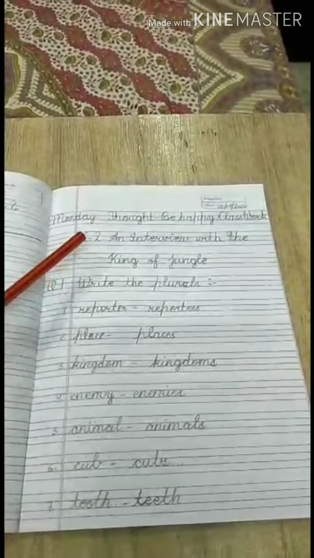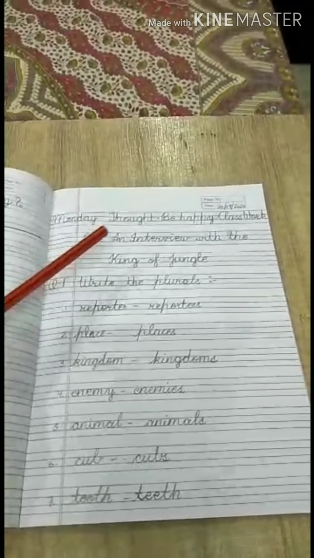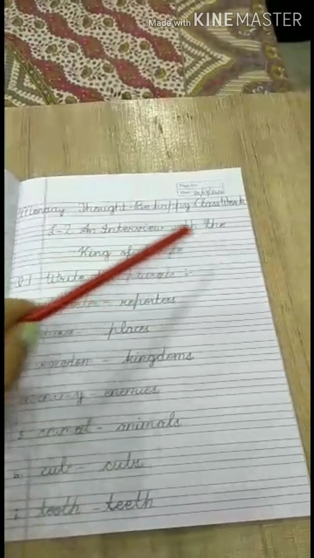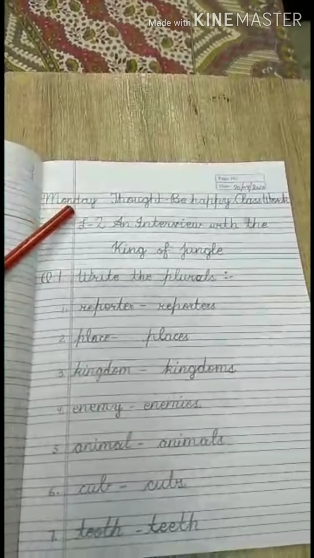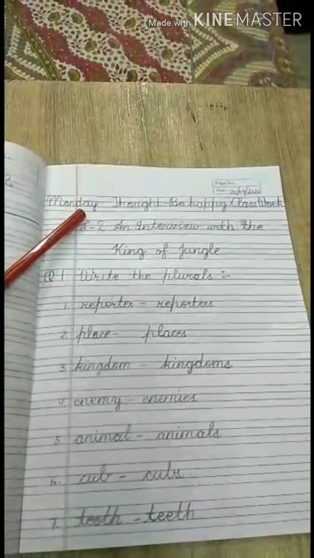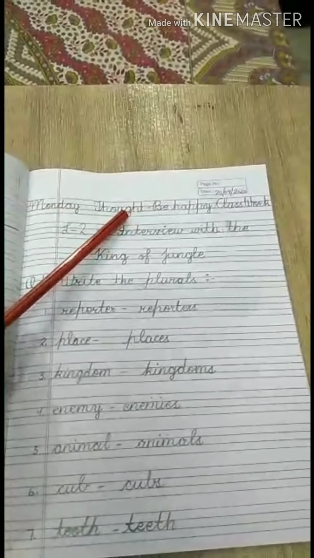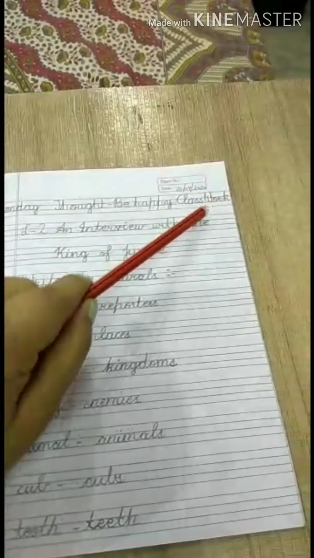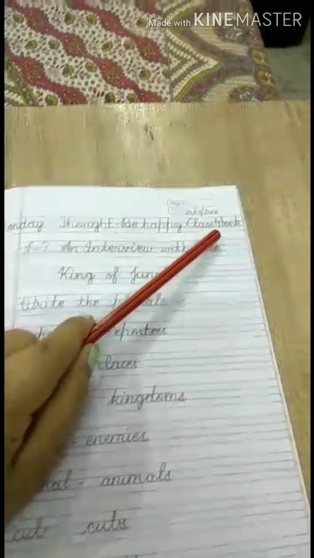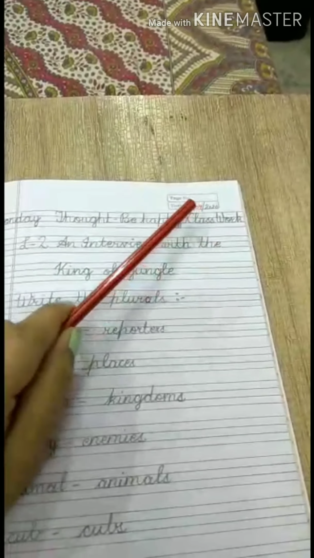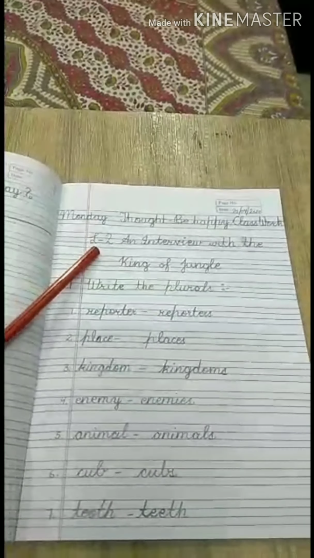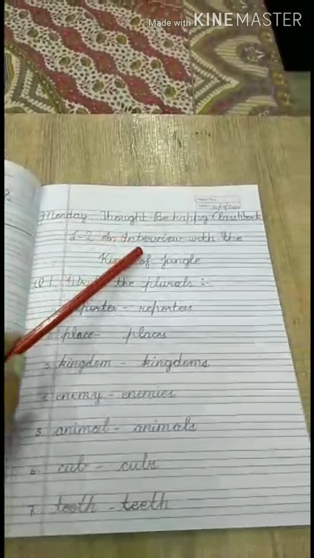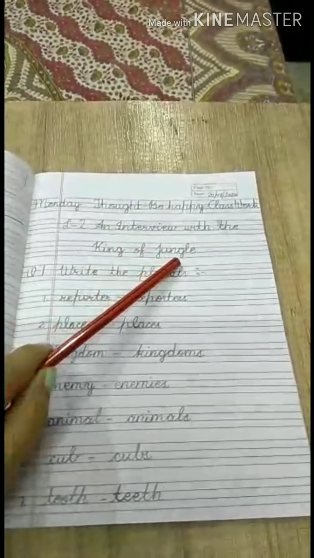Now it's time to do the grammar portion of lesson number 2, an interview with the king of jungle. So fill the particulars in your notebook, write day on the top left corner of your notebook, write thought, be happy, and write classwork at the topmost right corner of your notebook, and write today's date. Now write the number of lesson, that is lesson number 2, and write the name of the lesson.